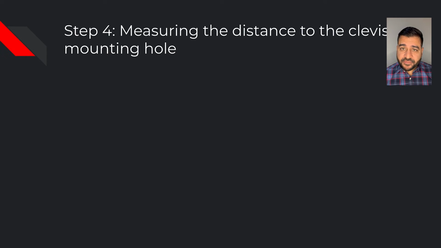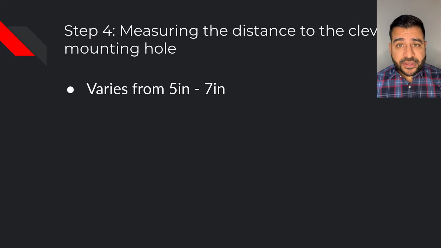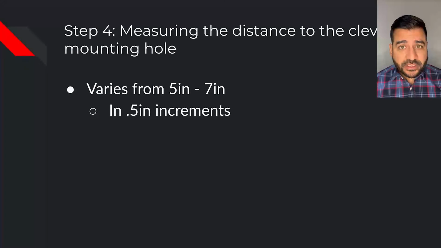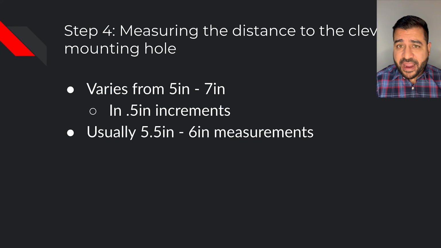Step 4. Measuring the distance from the center of your S-cam opening to the center of your clevis mounting hole. Now this measurement will vary from 5 inches all the way through to 7 inches in half-inch increments. Based off of popularity, you're usually going to see anywhere between 5.5 or 6 inches in measurement.